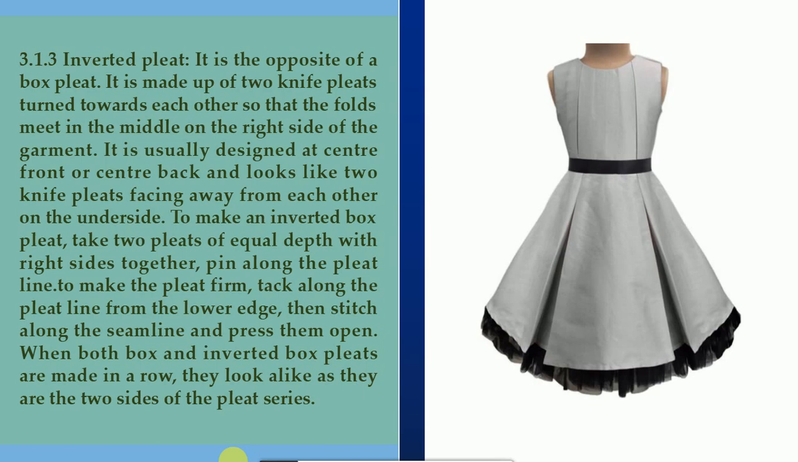Pin along the pleat line. To make the pleat firm, tack along the pleat line from the lower edge, then stitch along the seam line and press them open. When both box and inverted box pleats are made in a row, they look alike as they are the 2 sides of the pleat series.